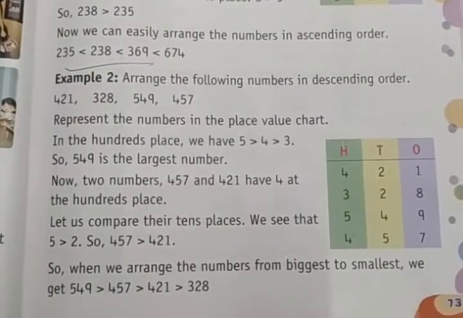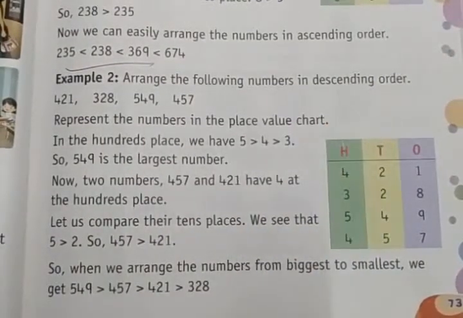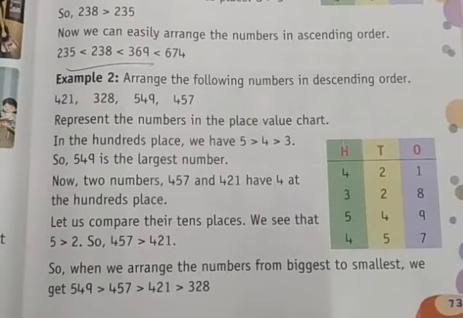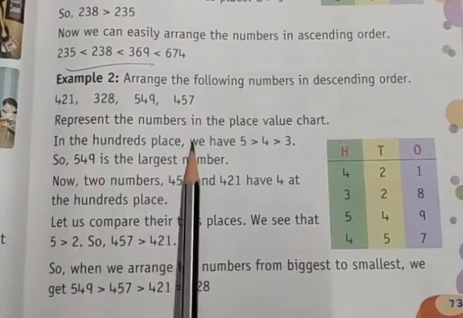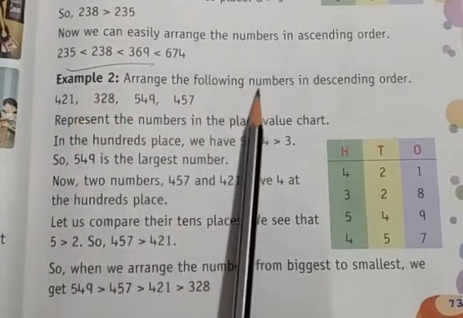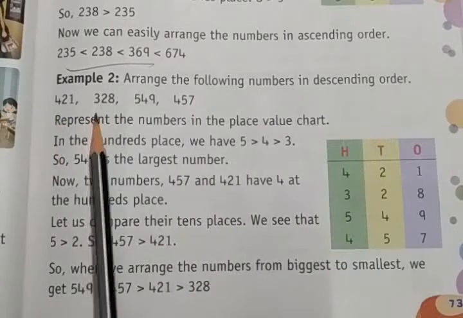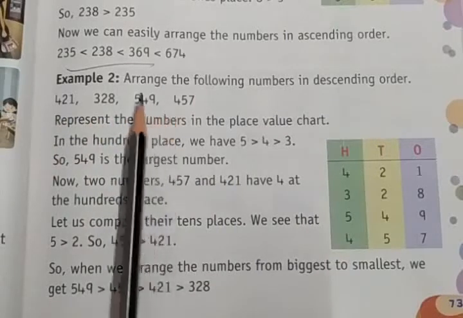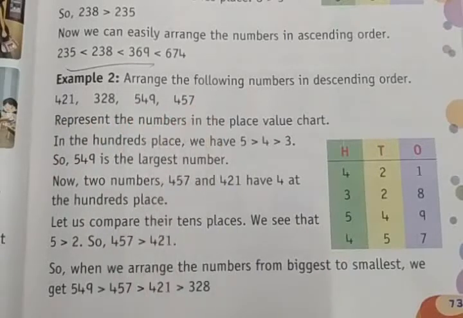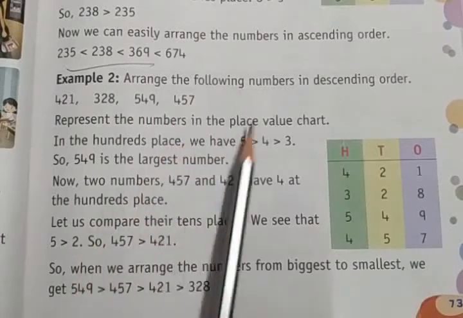Arrange the following in descending order, that is ascending order. And descending order, as I told you, is biggest number first and the last is the smallest number. Arrange the following numbers in descending order: 421, 328, 549, 457. Represent the numbers in the place value chart.